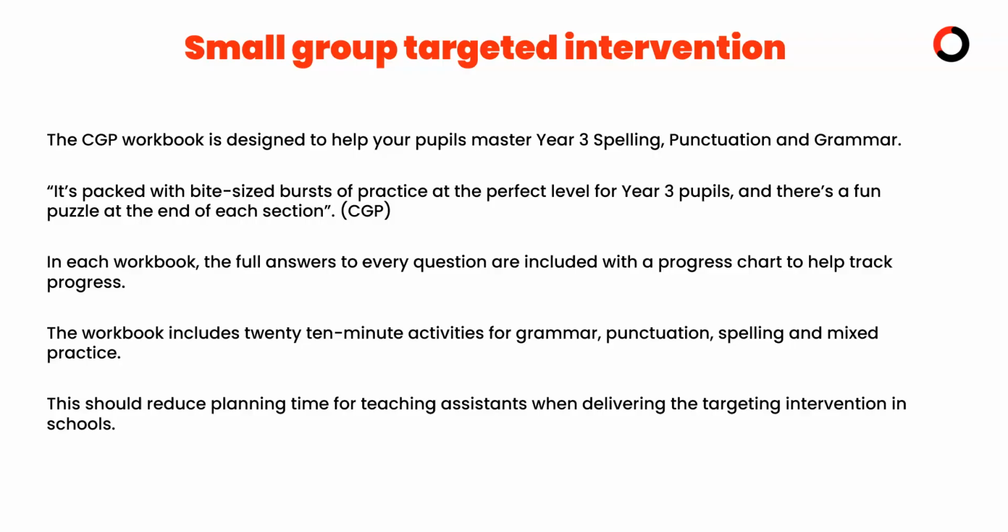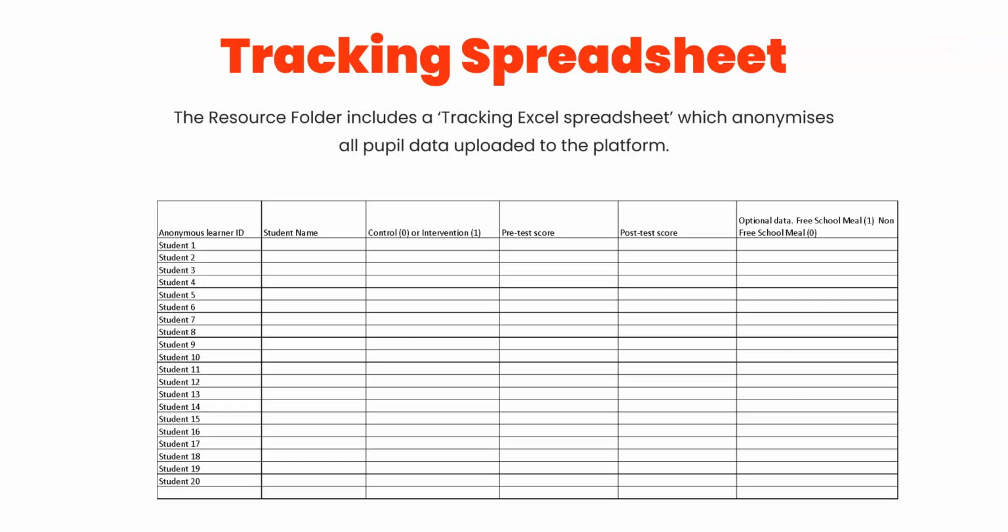In each workbook, the full answers to every question are included, with a progress chart to help track progress. The workbook includes 20 10-minute activities for grammar, punctuation, spelling and mixed practice, and this should help reduce the planning time for teaching assistants when delivering this targeted intervention. In the resource folder, you will find the tracking spreadsheet.